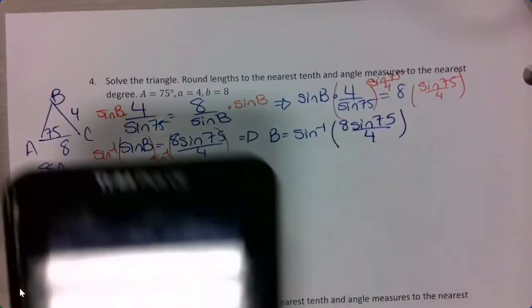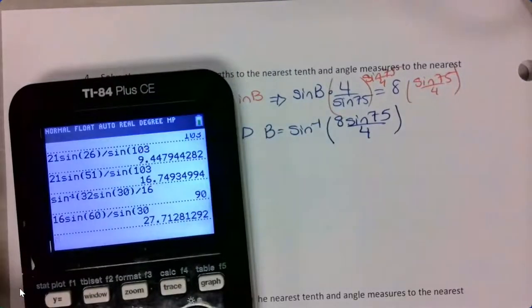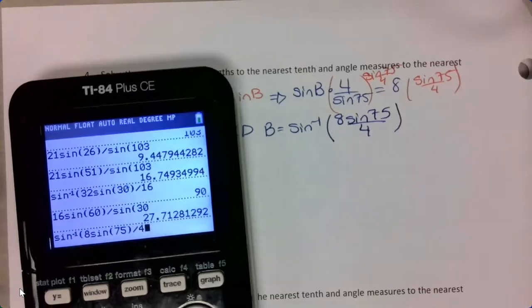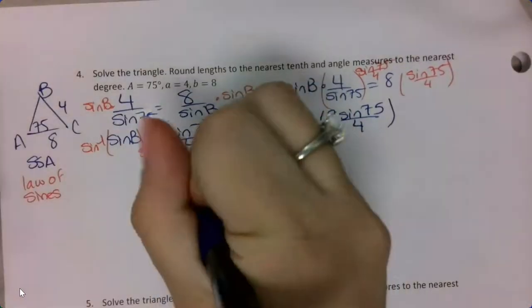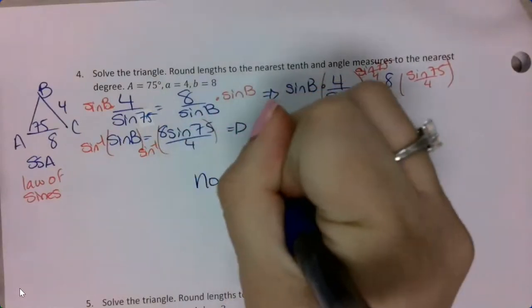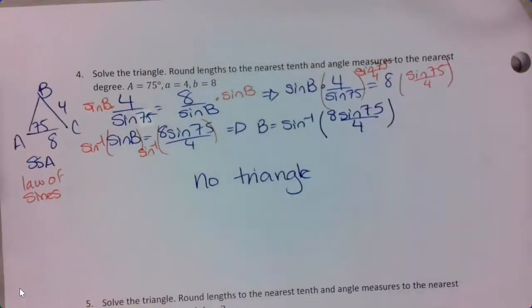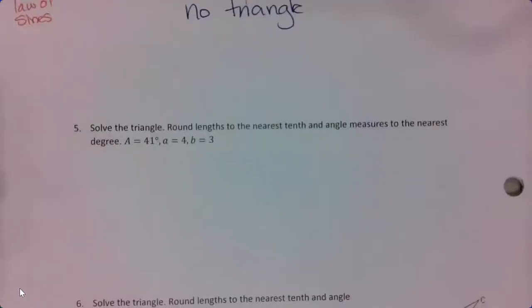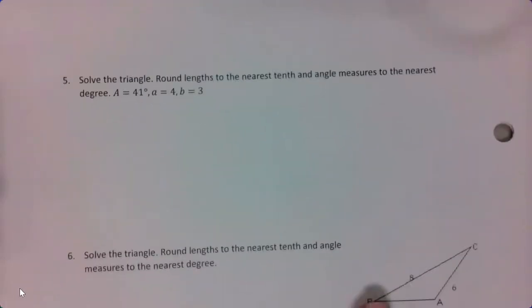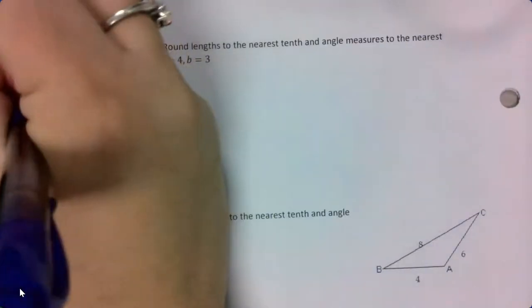Okay, so I want to go ahead and type this into the calculator. It gives me an error, so this means that there is no triangle. Remember, when the calculator gives you an error, there is no triangle. Oh, okay. So, moving on to number 5.